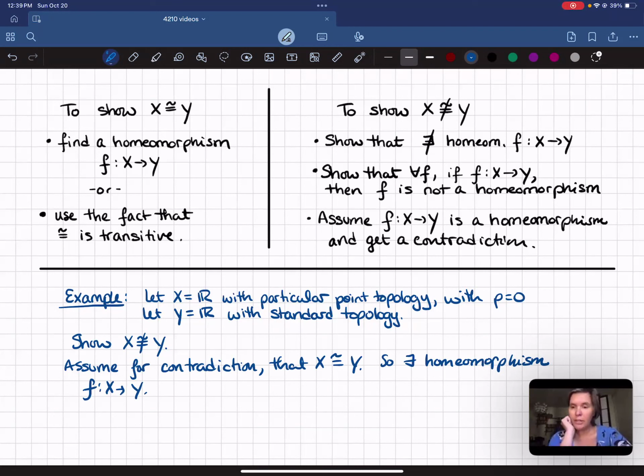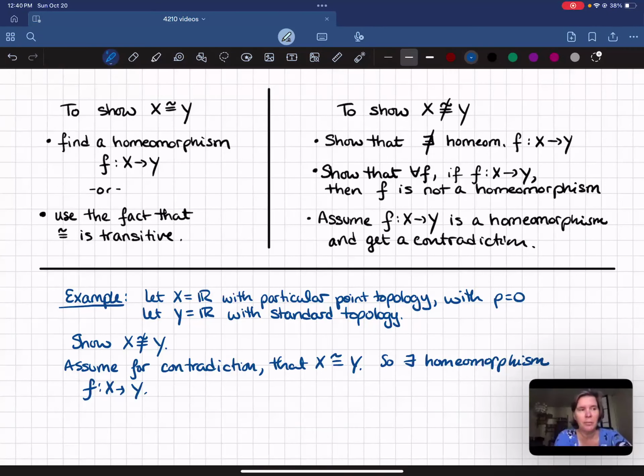So I can start thinking about what the open sets look like in each space, what kinds of properties each space has. And I want to show that there's going to be some kind of property or the existence of some kind of set which will show me that they can't be the same. Okay. And for X, that topology certainly seems different than the standard topology, right? In the standard topology, open intervals are the open sets. So the basic open sets are open intervals.